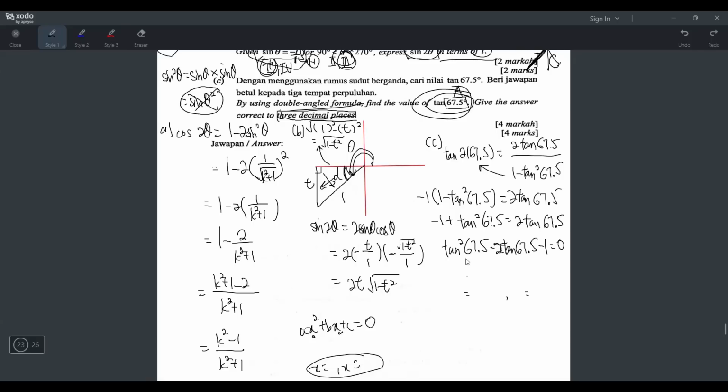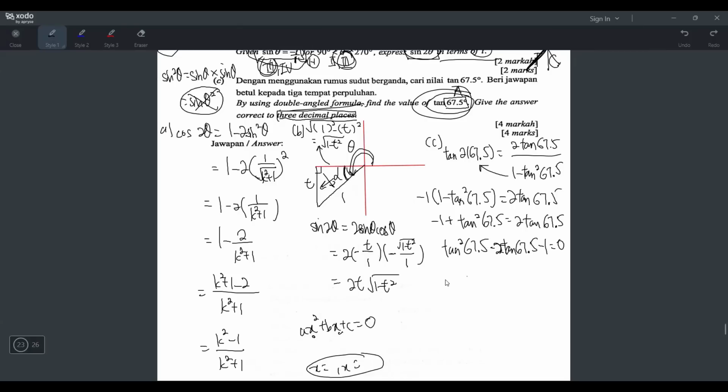You know why? Because the question already says give the answer in 3 decimal places. So you know already that this quadratic equation cannot use the factorization method. It cannot use the calculator method, because the calculator method can only be used when your answer can change to a fraction, like a rational number. If you cannot change to a fraction, then you can't write your working for the calculator method. So for 3 decimal places, you have to use the quadratic formula. Let me write down the quadratic formula for you.